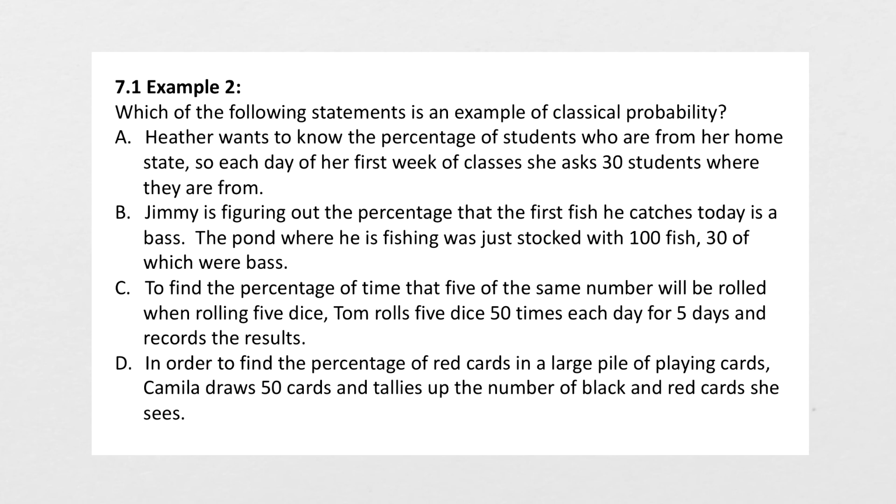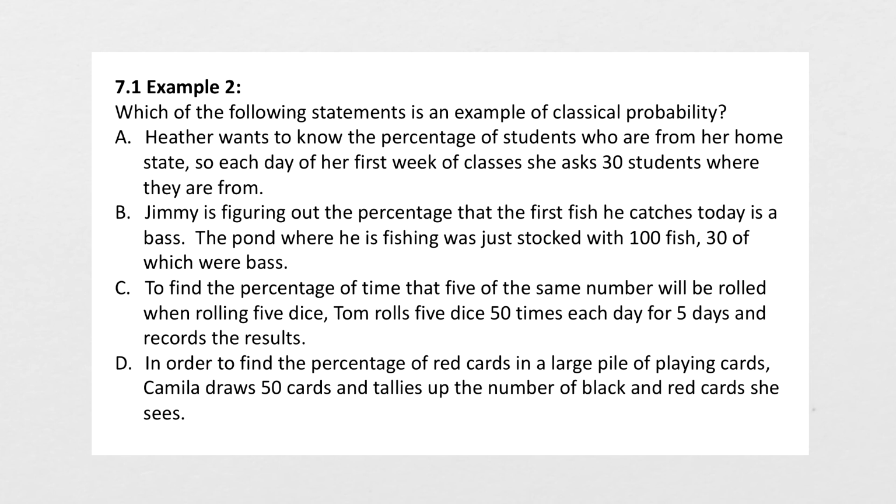Example 2 says, which of the following statements is an example of classical probability? So classical probability is also sometimes called theoretical probability. Let me take the bell off my kitty so he doesn't keep ringing. And it is based on theory. So not based on an experiment or an observation, but based on theory.